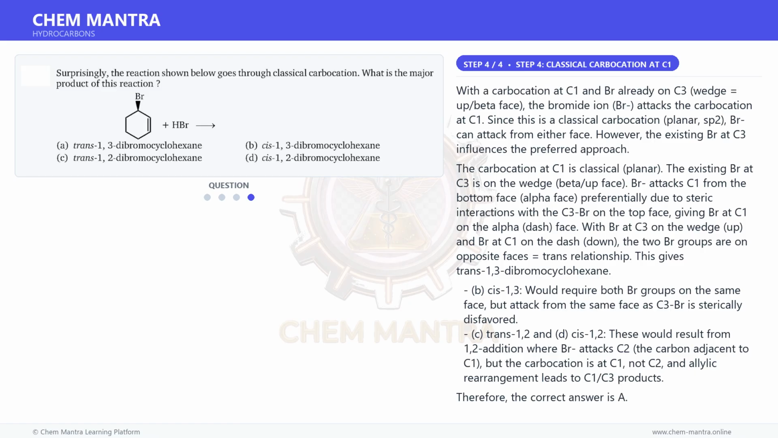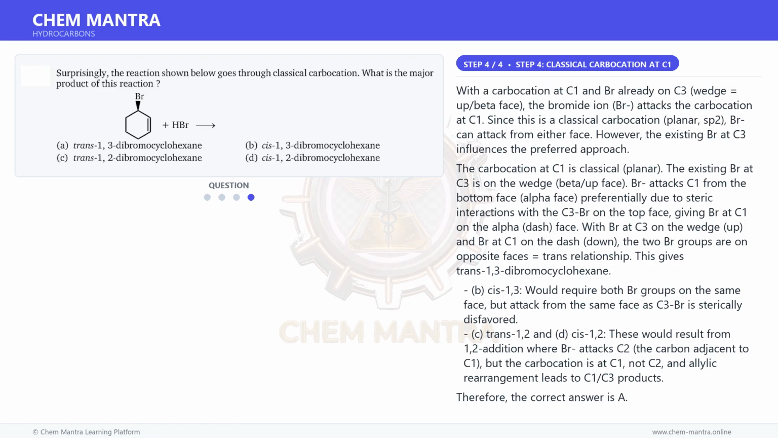Since this is a classical carbocation, planar, sp2, Br- can attack from either face. However, the existing Br at C3 influences the preferred approach. The carbocation at C1 is classical, planar. The existing Br at C3 is on the wedge, beta, up face.